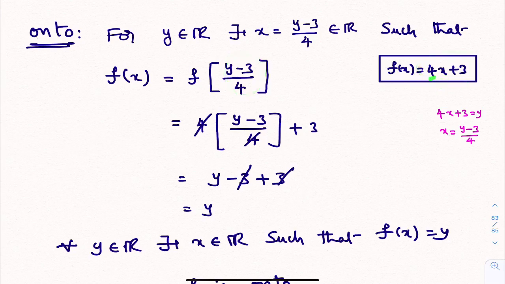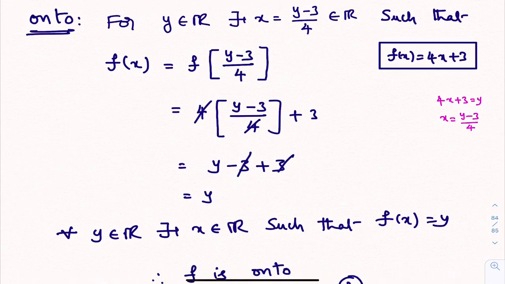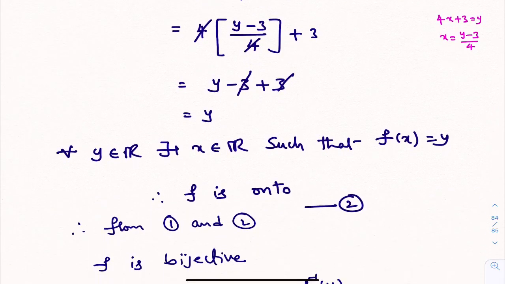See here, 4 into (y minus 3) divided by 4, plus 3. In place of x, I have written this expression. I hope you are understanding. Now 4 will get cancelled. Now what is remaining? y minus 3 plus 3. Minus 3 plus 3 also will get cancelled. You will get y. This tells you that for every y belongs to R, there exists x belongs to R such that f of x equal to y.